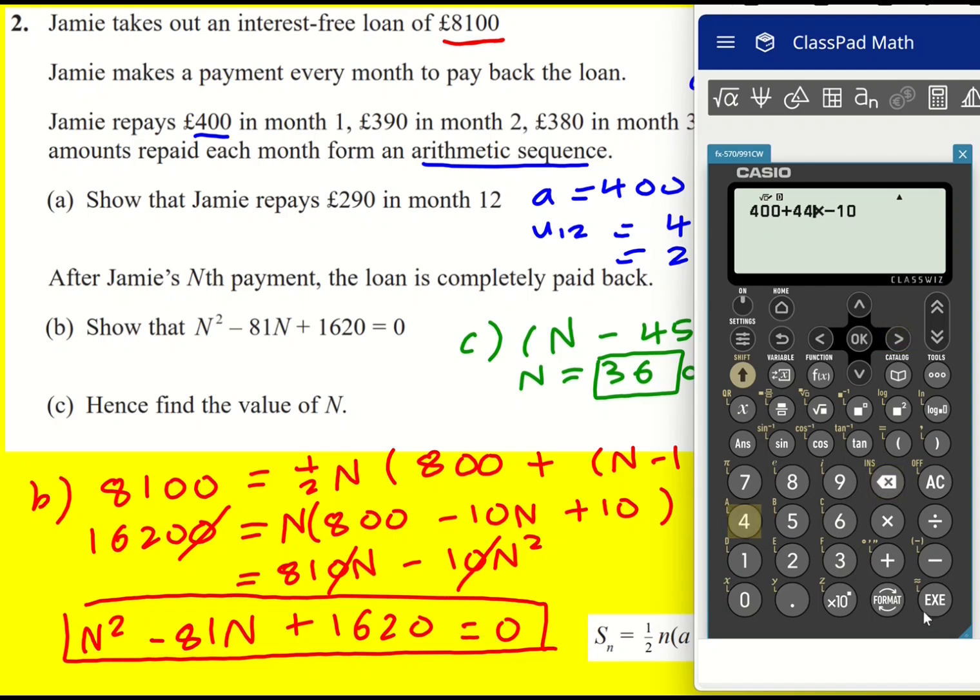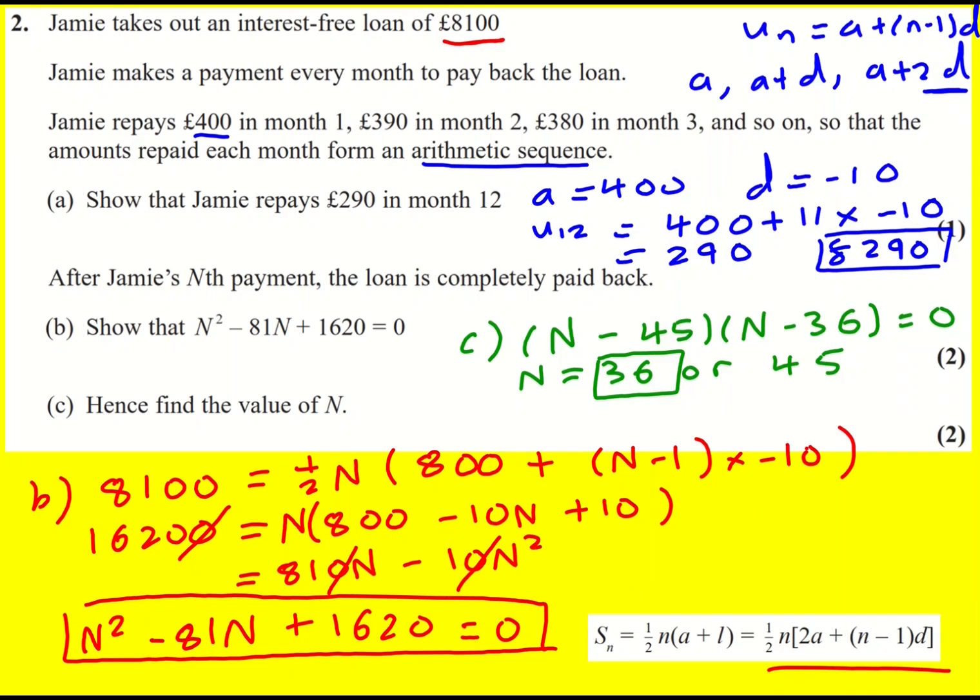So if you put in 44, we're going to get minus 40. That would be the 45th term. That would take us back to 8,100. Just trying to explain why we definitely take that lower one, but you must reject this one and take the 36.